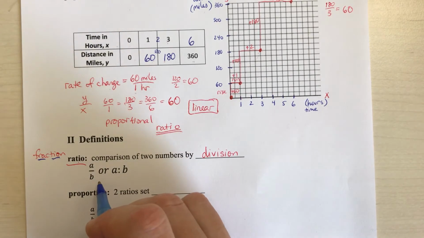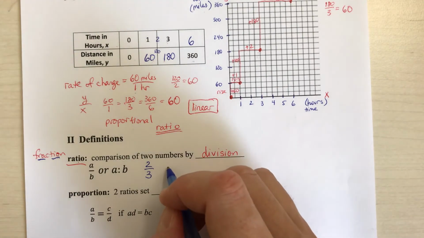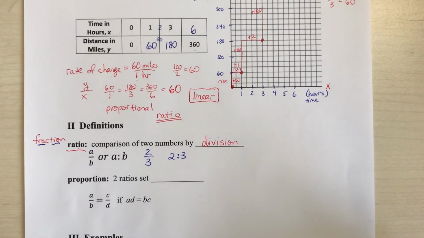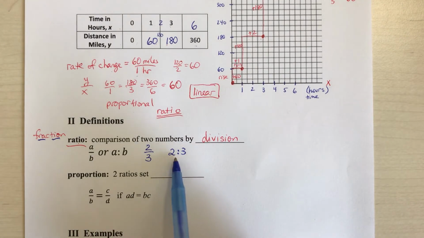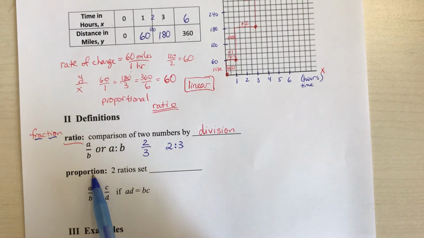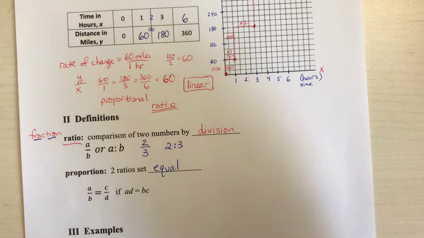Now we could write this, let's say we had 2 over 3. We could also write the ratio as 2:3. So sometimes you'll see it this way. Most of the time we write it as a fraction, like this. Now a proportion is two ratios that are set equal to each other.